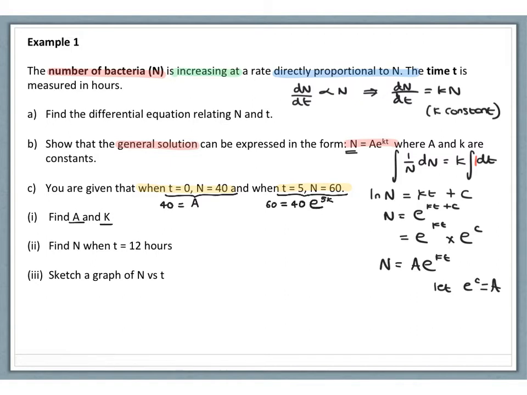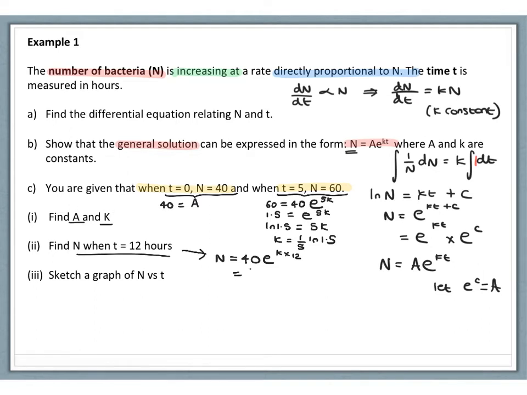Now let's divide both sides by 40, which gives us 1.5 equals e to the 5k, ln of 1.5 equals 5k, and k is equal to 1/5 of ln 1.5, which I will leave in exact form for the moment. So, the next part of the question, find n when t equals 12 hours. So I can say that n is equal to a, which is 40, e to the power of k, I'll just write it as k for the moment, multiplied by 12, and of course we know the value of k there. Let's sub this into our calculator.